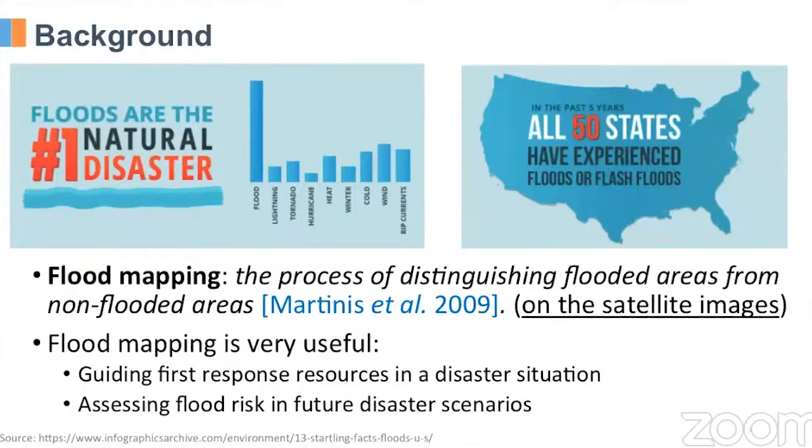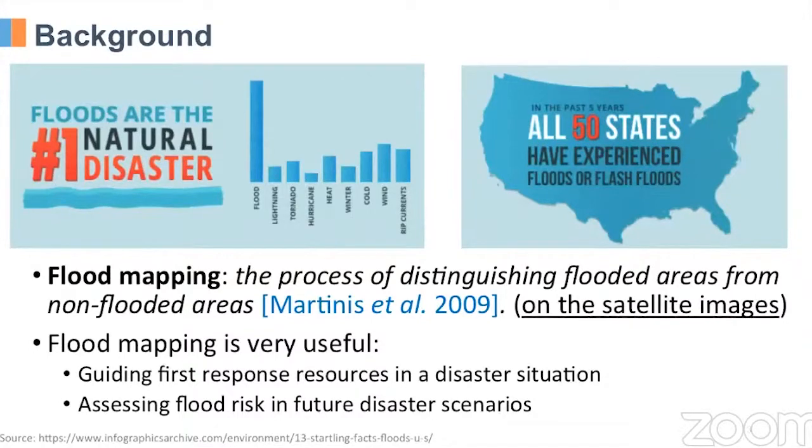Now, the specific challenge we are going to talk about in this talk today is flood mapping, and that is defined by Martinez and others in the remote sensing community as the process of distinguishing waterlogged or flooded areas from non-flooded areas, especially immediately during and immediately after a disaster like a cyclone or a flash flood and things like that.